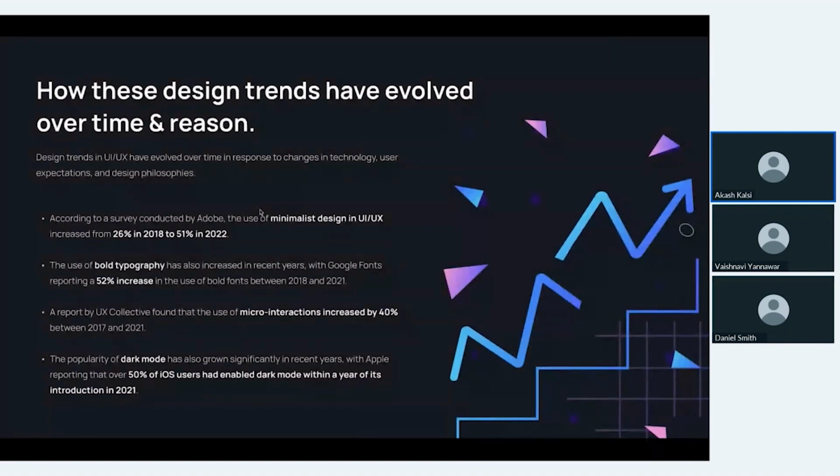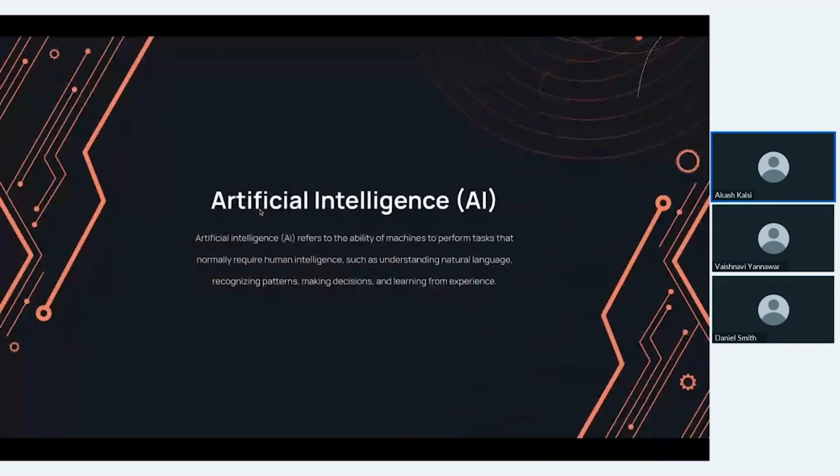Okay, so the next stat is about dark mode. In 2021, Apple reported that 50% of iOS users had enabled dark mode within a year. Which is not much of a surprise for me, and we have already talked a lot about it. The craze about dark mode is insane now, and it will be increasing day by day, that's for sure. Okay, so the next section we have is the future of these design trends and the emerging technologies.